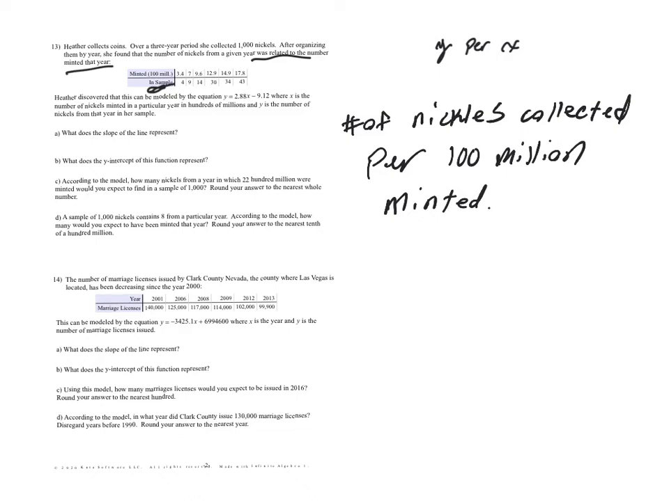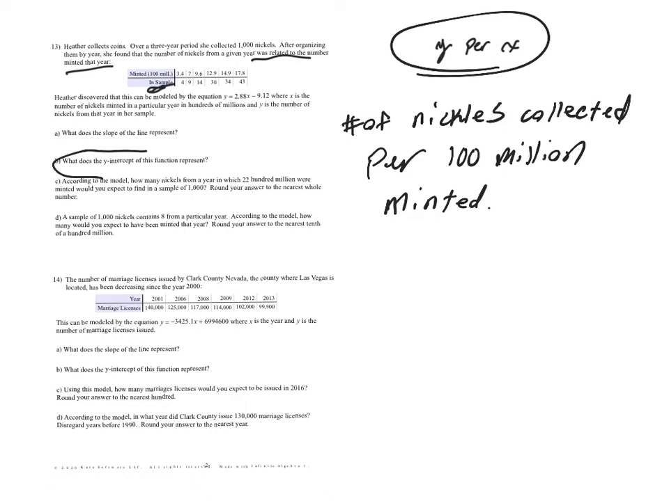And I know that may seem a little arbitrary, but that's always the way it works. It's always y per x anytime you need to know what the slope represents. Going down here to this next one, what does the slope of the line represent? That is going to be marriage license per year. Always. That's the way it works. You're going to do marriage license per year. It's always going to be y per x. Is always what does the slope of the line represent.